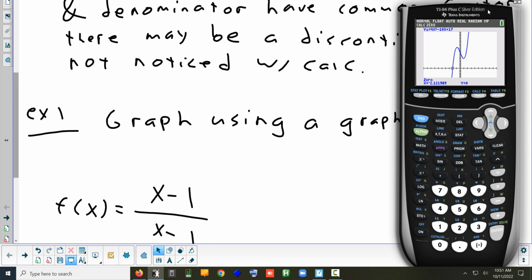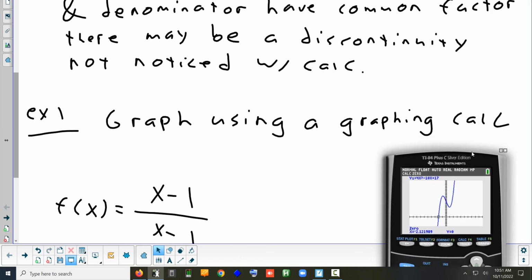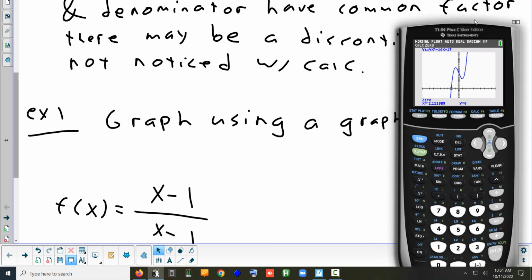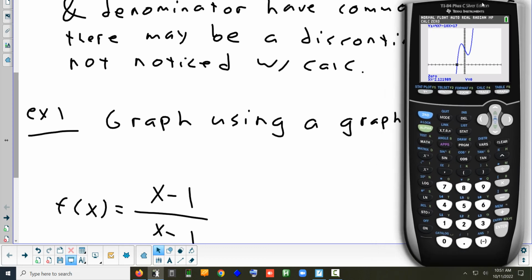Is it going to be the asymptote thing? Probably not, because now it's 0 on top and 0 on the bottom. So it's just a hole. There's a common factor in this case. So what's going to happen there is we're going to get a hole.